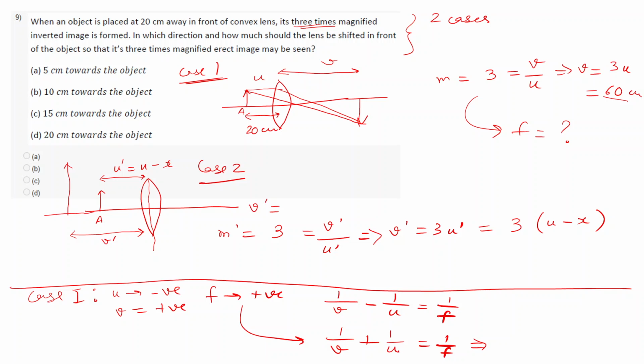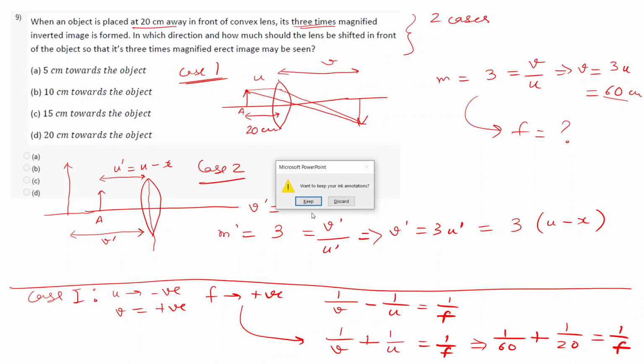Now 1 over V, V is 60, so 1 over 60, plus 1 over 20, U is 20 for case 1, is equal to 1 over F. Now solving it further, for which I need one more slide. Let me take that slide.